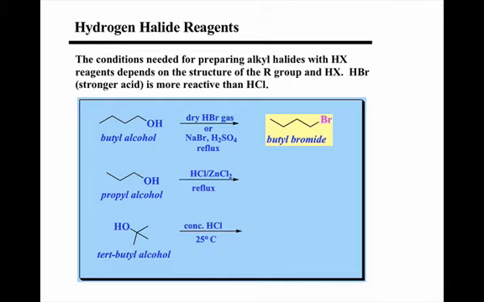This next one, propyl alcohol, HCl, zinc chloride, reflux. What do you think we're going to get? What's the functional group transformation going to be? Alcohol to what? Alkyl chloride. That's right. Where's it going to be? It's going to be primary. That's right. That's exactly what we're going to get. We're going to get propyl chloride.